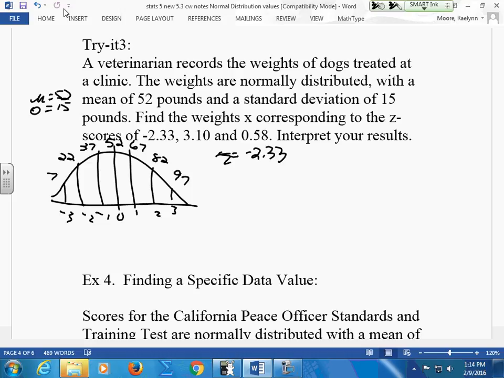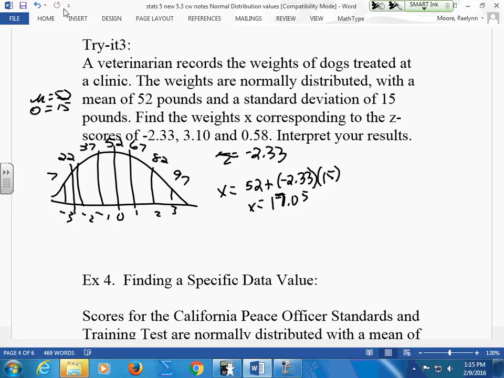18, anybody else have an estimate? 19. Okay, so let's see what we get. We take the mean plus the z-score times the standard deviation, this is what's forcing us to subtract. Put it in, and what did you get? 17.05. So close, pretty darn close at his 18, right? That was pretty close there. Because negative 2.33 falls over here, between the negative 2 and the negative 3. That's why you use a sketch.